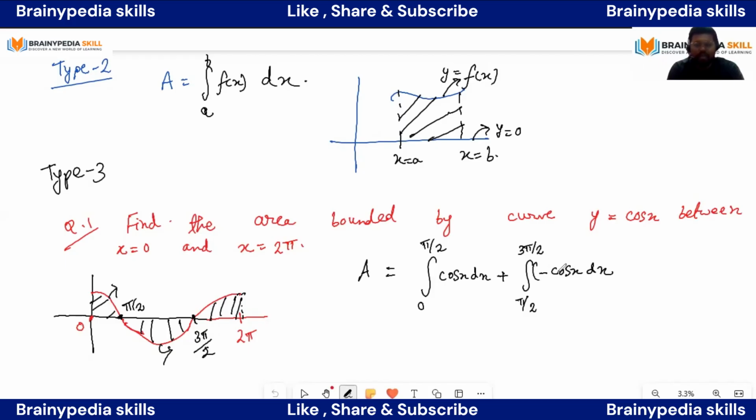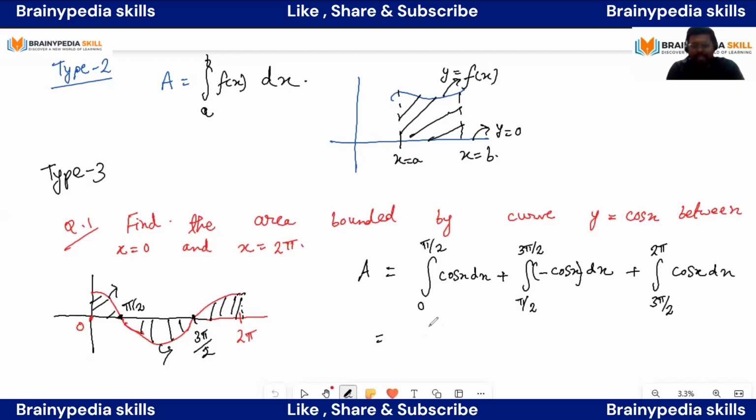I hope this part is clear to you, because it is lying below the x-axis. The curve which is lying above the x-axis should be taken positive, and the one lying below the x-axis should be taken negative. And the third one is already lying above the x-axis, so positive, from 3 pi by 2 to 2 pi, cos x dx. Now you need to solve it out, that's it.